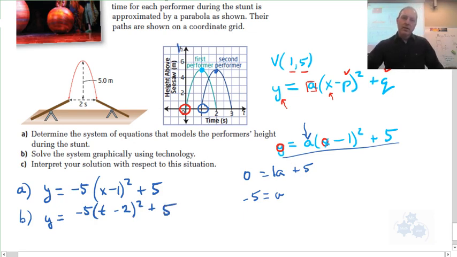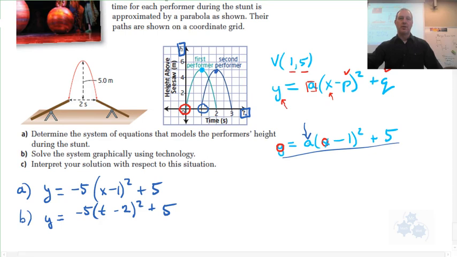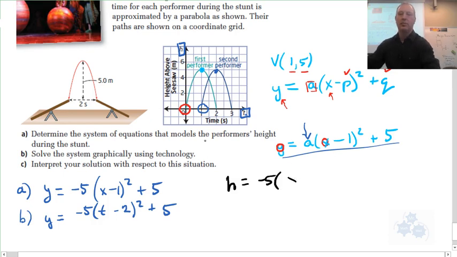Okay, now in this actual graph, we have h and t, not x and y, we have t and h. And so really what you could do to be a little bit more accurate to this graph would be to write it like this. H is the height, and the x would be the t. Okay, so that's what you could do there. That would be the right answer there.